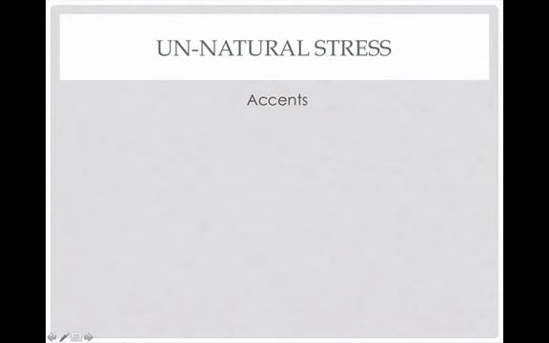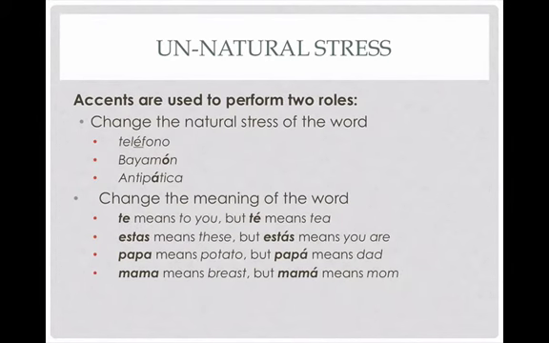Unnatural stress. So, any word where the sound is different, you have to put an accent on it to force it to go on a different vowel. And you force it by using a written accent. So, let's look at these words. This word ends in an O, so the natural stress is going to be on this first O. However, this accent moves the natural stress onto this vowel. So the word is teléfono.